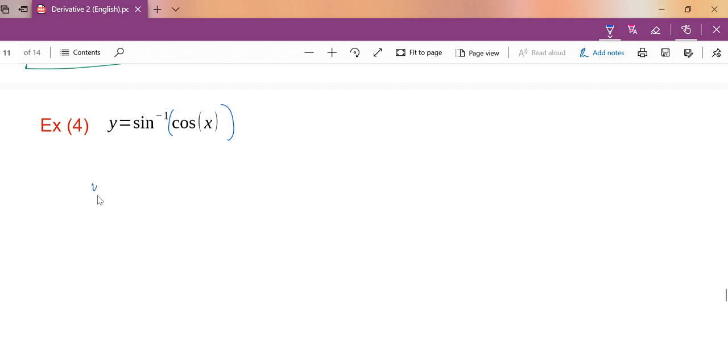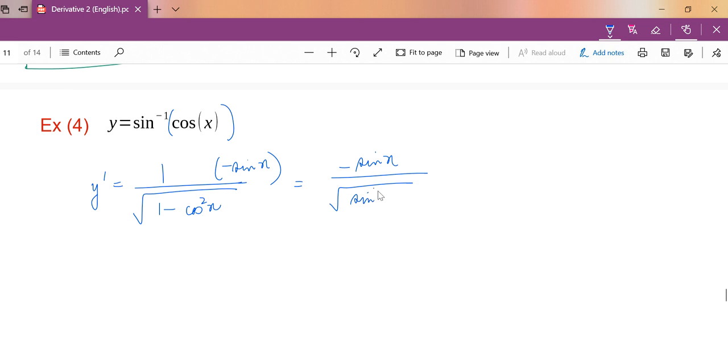So we just find the derivative. What do I get? This is the outer function, right? The outer function derivative, sine inverse x, is 1 over under root 1 minus x square. So this is my x right now, so cos square of x. Inner function derivative, minus sine x. So this is my derivative. Let's simplify a little bit more. Sine x upon root sine square x. Any idea what I should write here now? What is under root of sine square x?